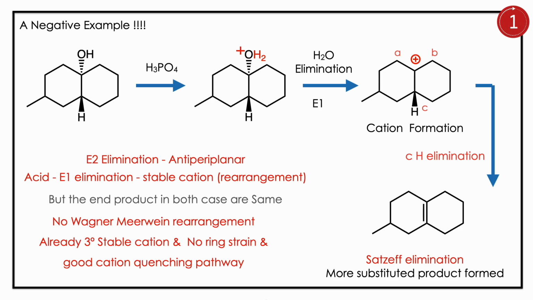Then you have three possibilities for the cation quenching. The hydrogen elimination: the cation is quenched with hydrogen elimination. How will it eliminate? It will eliminate to give the trans product. You have an alkene there. The possibility of syn elimination as well as anti-periplanar elimination all promote the same product, so no confusion. The reason this example is given is that there is no Wagner Meerwein rearrangement, because it has the perfect possibility of cation stability, and the quenching pathway is defined.